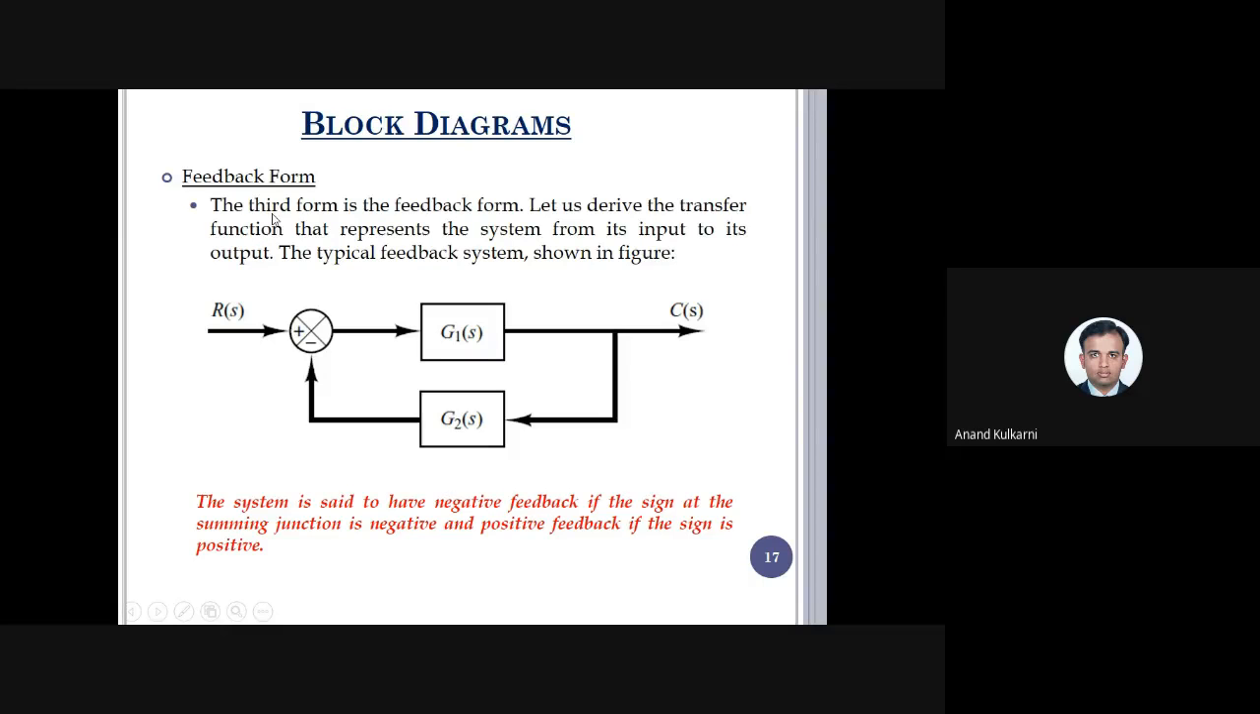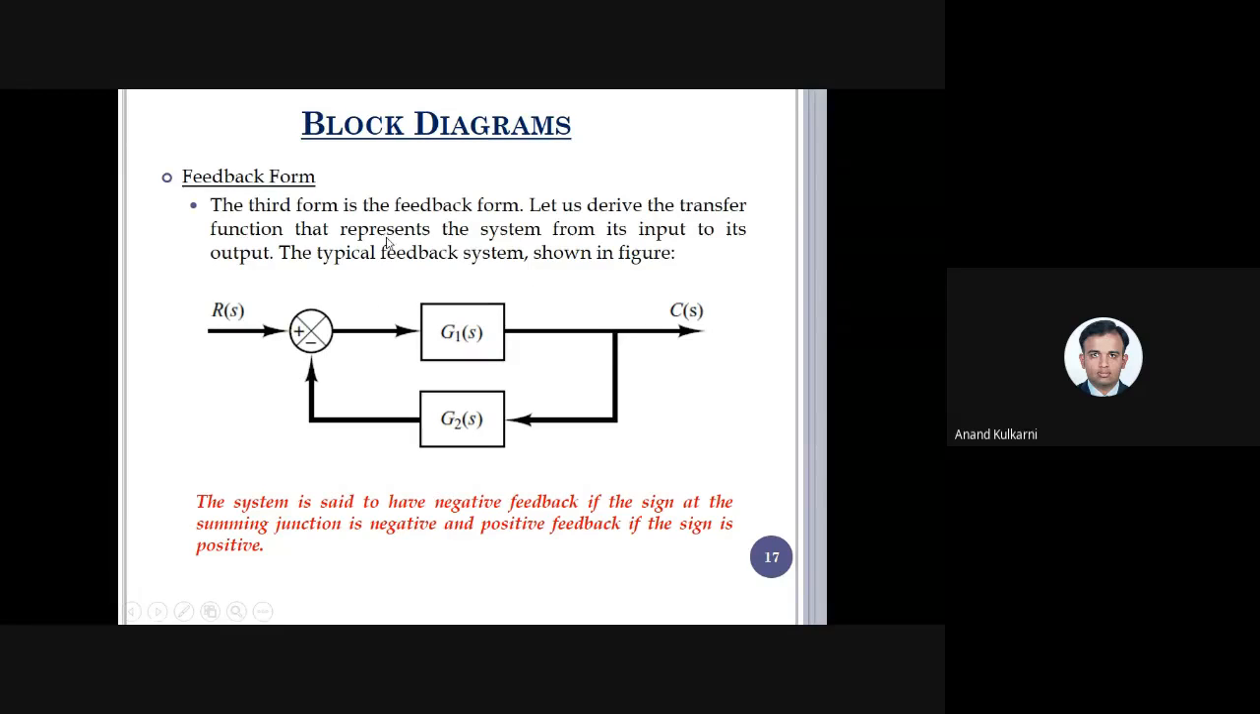The third form is the feedback form. Let us derive the transfer function. If there is a feedback form or a loop of this nature, how am I going to get the transfer function? That we are going to study. Remember, feedback is only seen in closed loop systems. It is not there in open loop. In a closed loop system, there is an input and an output. From the output there is a certain kind of feedback, maybe positive or negative. It goes to the input, and again it gets rectified. So this system is called a closed loop system.